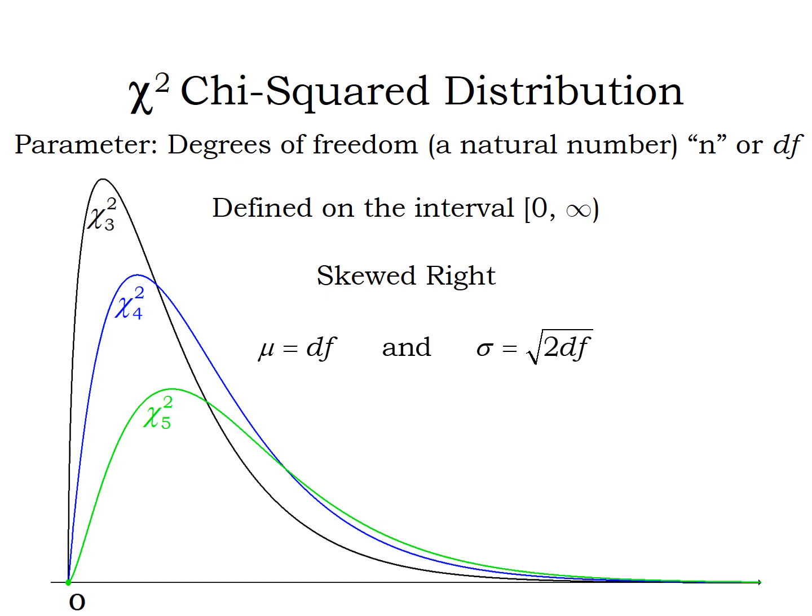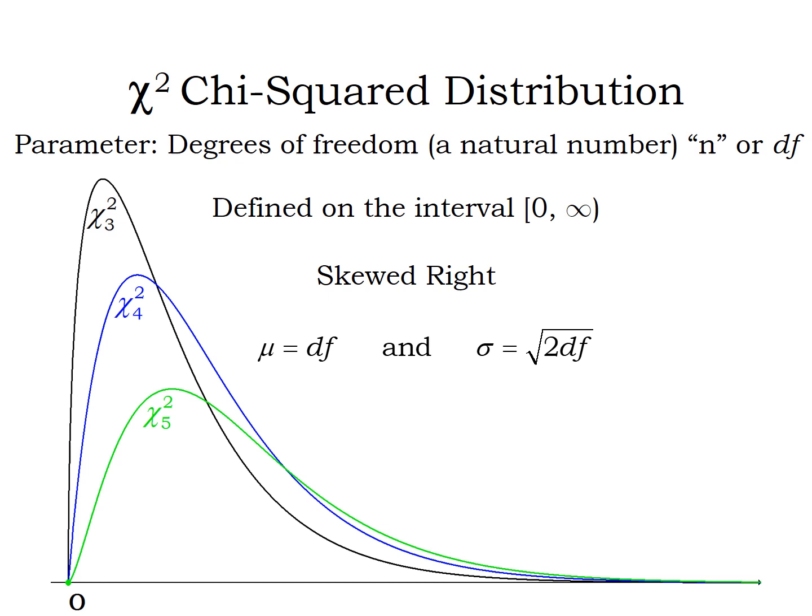So as you increase the degrees of freedom, you are moving the mean to the right. So we're basically shifting our graphs to the right, as you can see here with the chi-square graphs with 3, 4, and 5 degrees of freedom. They're moving further to the right from 0. And finally, the standard deviation of a chi-square distribution is the square root of 2 times the degrees of freedom.